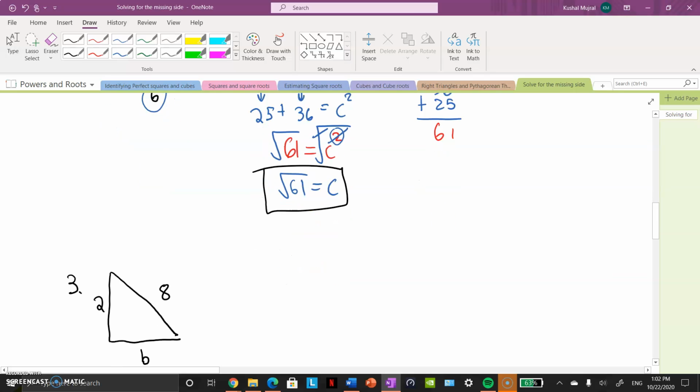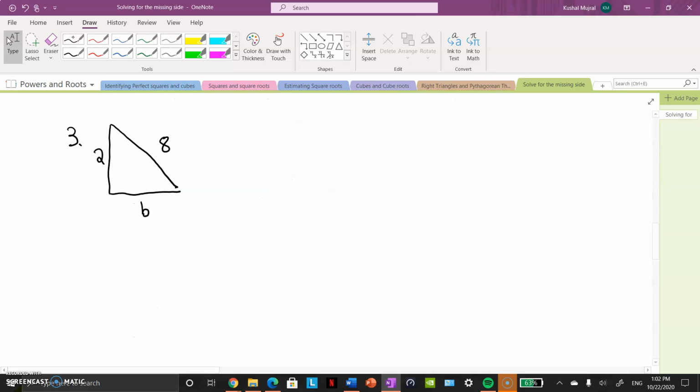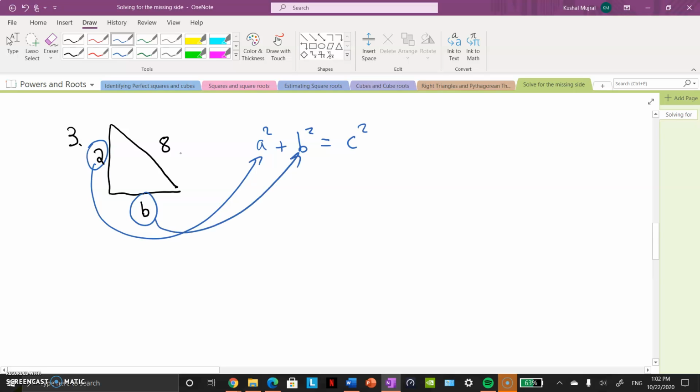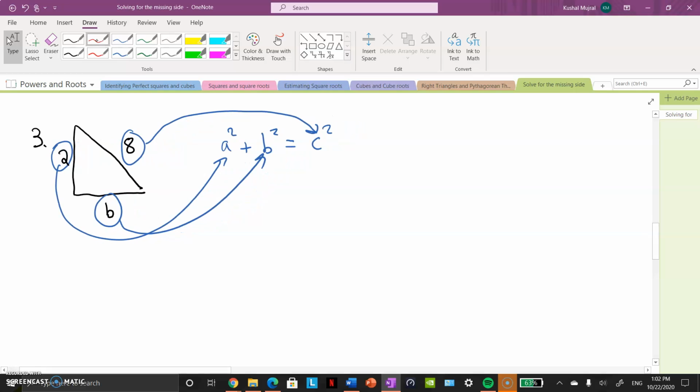Okay, let's take a look at the next question. So we're solving this time for a side length, not a hypotenuse. So a squared plus b squared equals c squared. This is a side length which we'll put into a, this is a side length which we'll put into b, and this is a hypotenuse which will go into c. So a is 2 squared plus b is just b, so b squared equals c is 8 squared. Now we're solving for b squared, so we're going to subtract 2 squared from both sides.